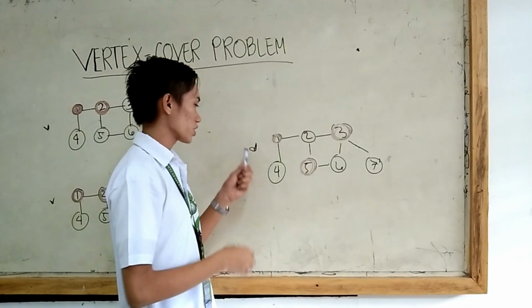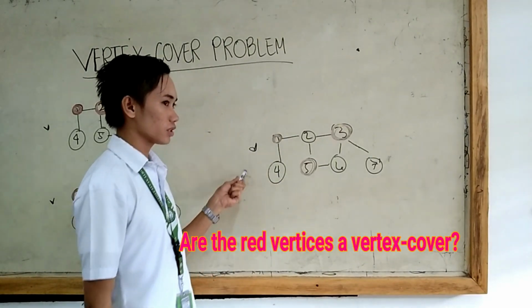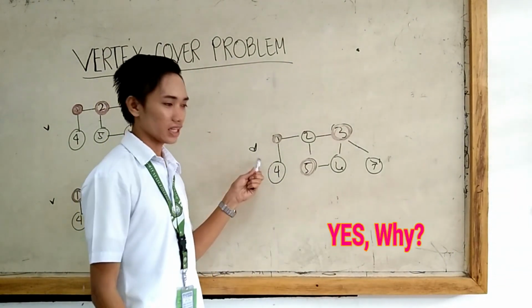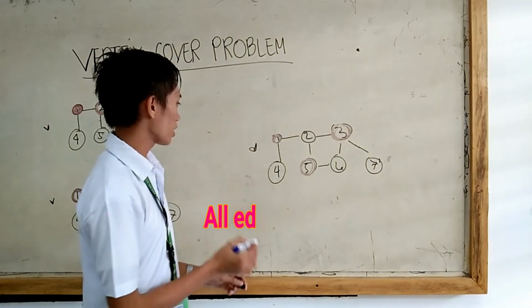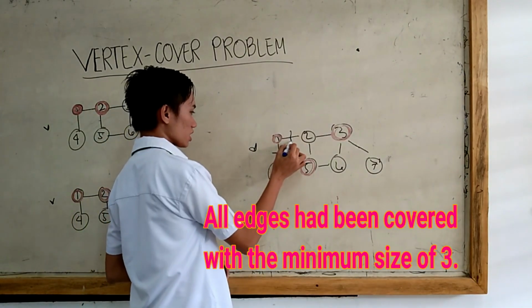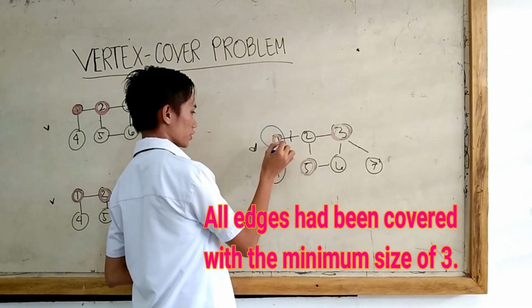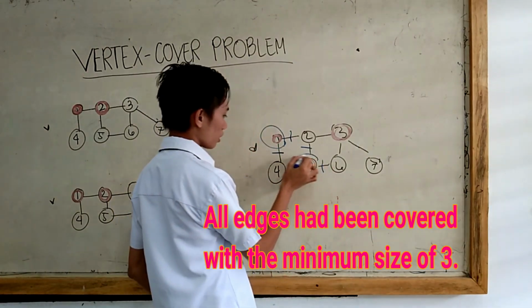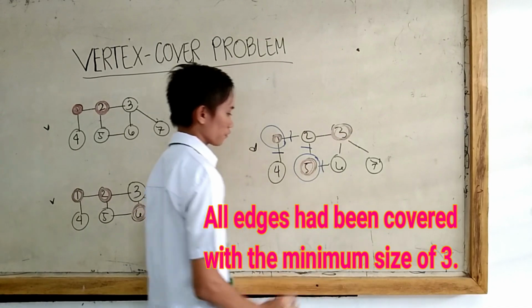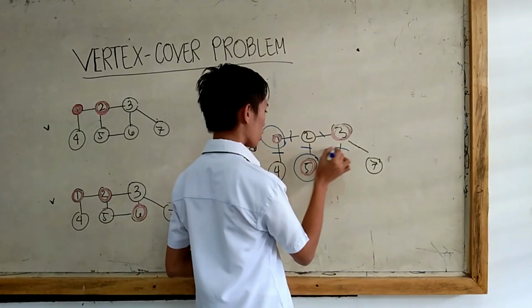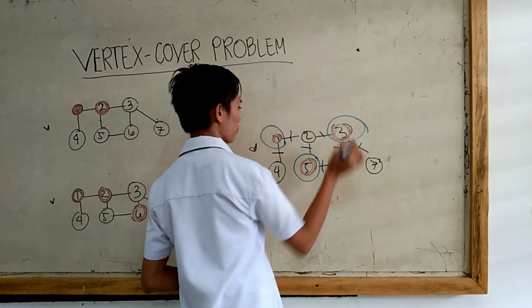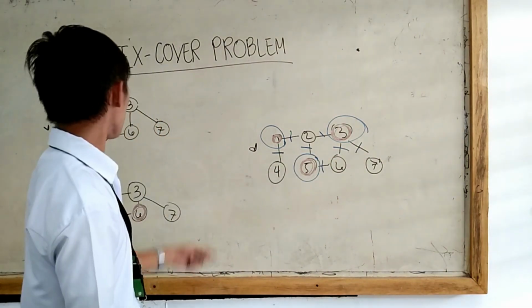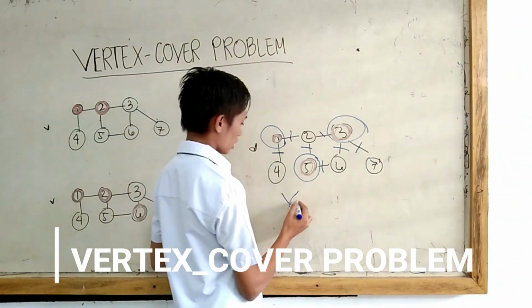To give you another example, are the red vertices a vertex cover? Yes. Why? Because this edge and this edge are covered by vertex 1, and this edge is covered by vertex 5. And this edge, this edge, and this edge are covered by vertex 3. So these are the vertex cover problems.